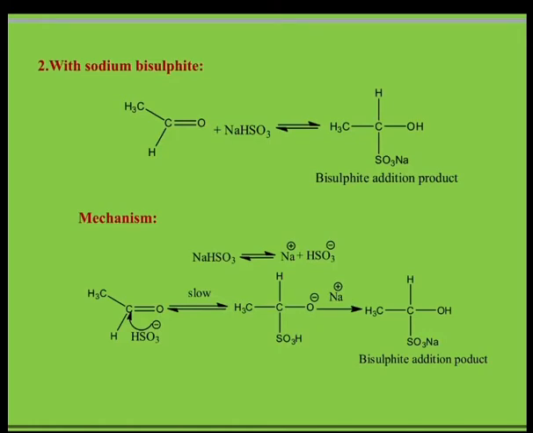So next, mechanism. Like hydrogen cyanide, sodium bisulfite ionizes into Na+ and HSO3- ion. Here HSO3- acts as a nucleophile. It attacks the carbonyl carbon, followed by the attachment of sodium ion to carbonyl oxygen to form bisulfite addition product.